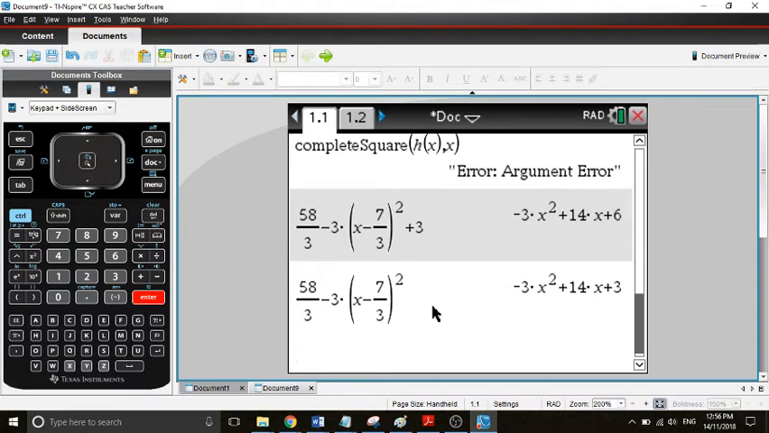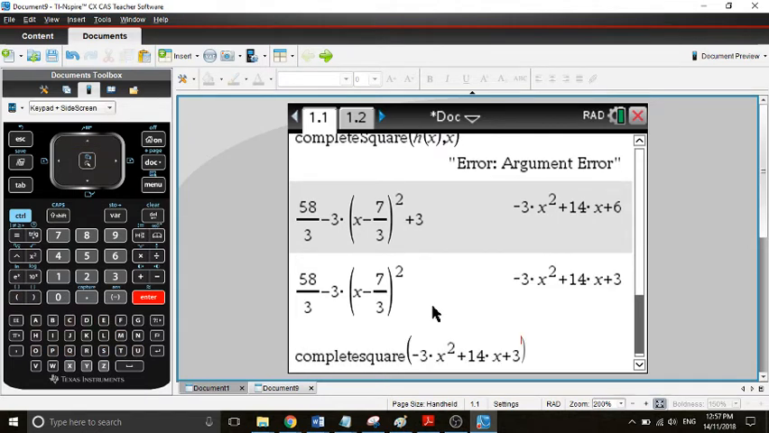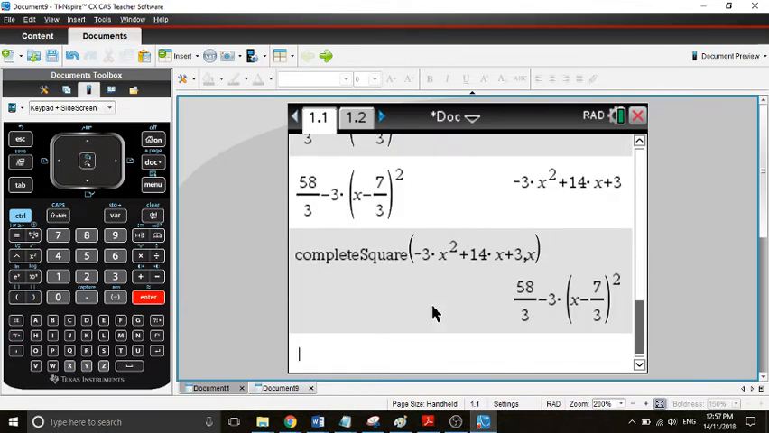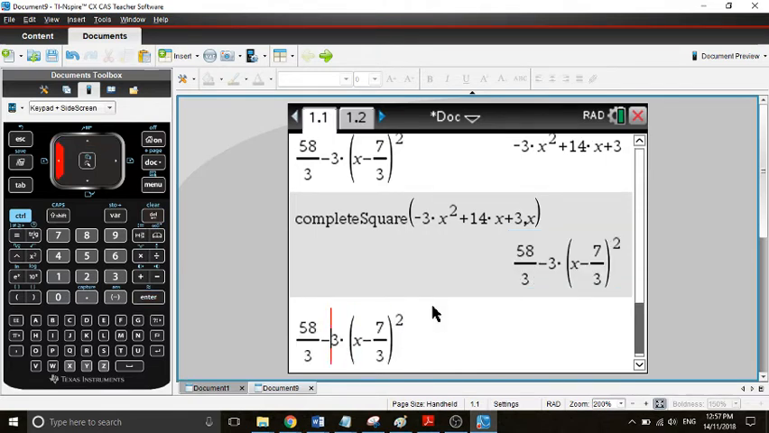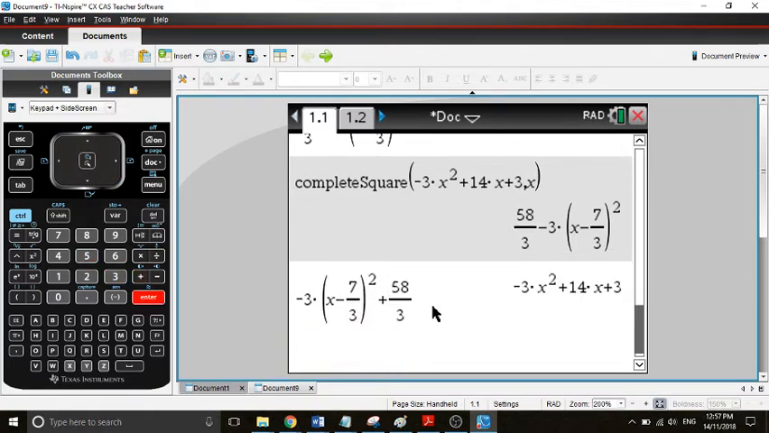No. Can I complete the square on this? Alright. Now I know I've got negative 3. Actually, I'm just trying to work with this function here. So I've got negative 3 plus 58 over 3. So that's what I've got there.